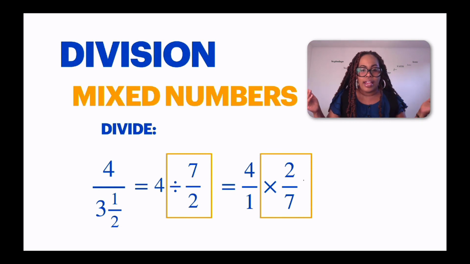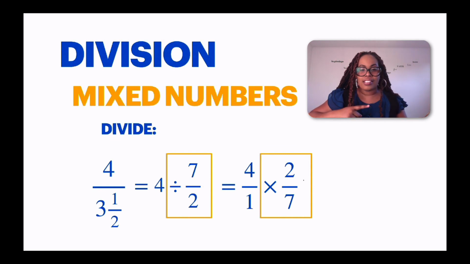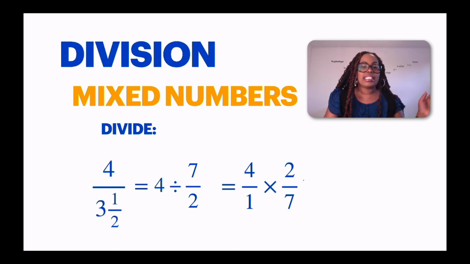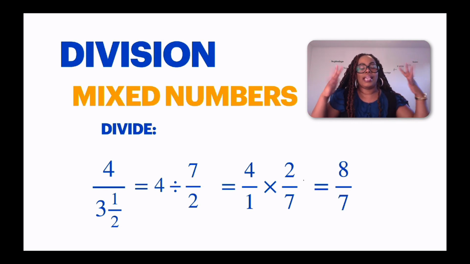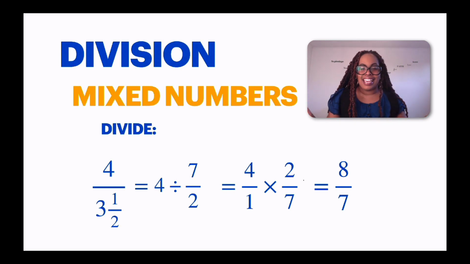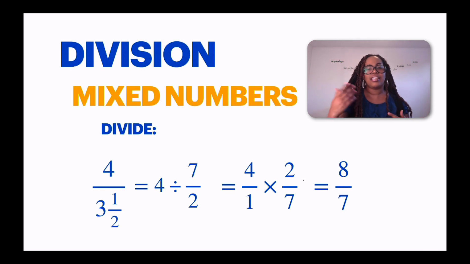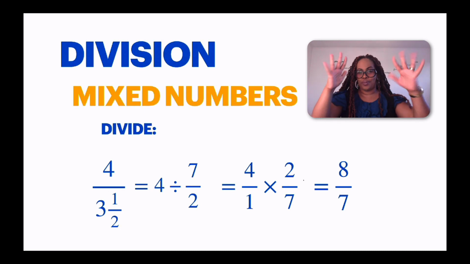Now what do you all want to do next? You got it. Multiply straight across. 4 times 2 is 8. 1 times 7 is 7. We simply end up with 8/7. And even though it looked intimidating, it was not that hard in the end, right? So technically, 4 divided by 7/2 gives us 8/7.